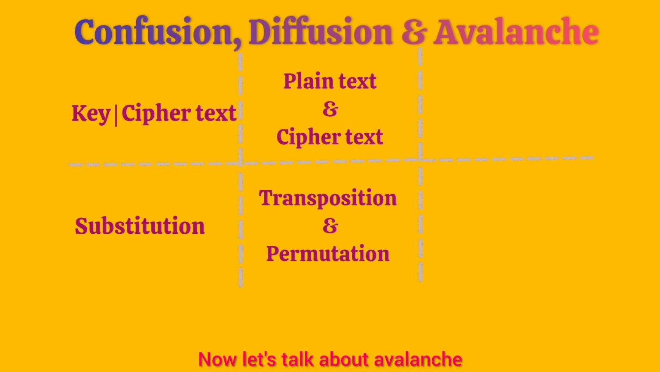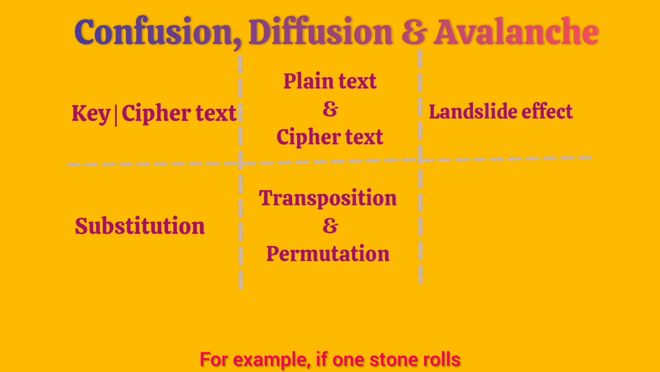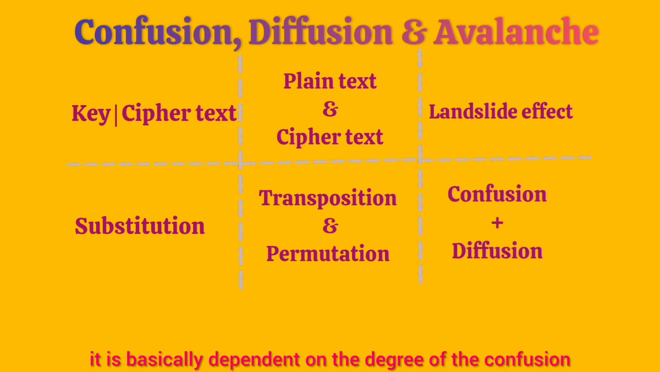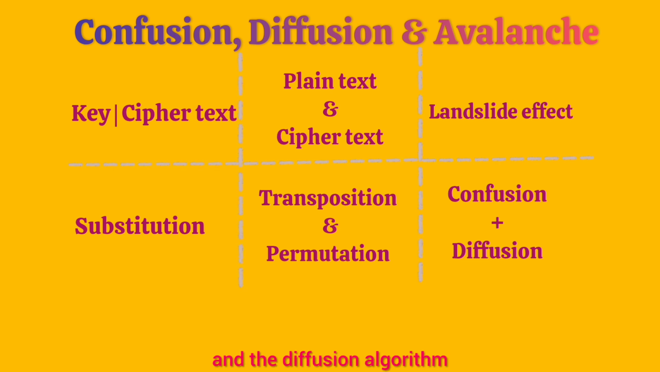Now let's talk about avalanche. So avalanche is nothing like a landslide effect. For example, if one stone rolls, it is going to cause multiple rocks to roll down. The same way, when one input is changed, it is going to change the maximum of the output values. So it is basically dependent on the degree of the confusion and the diffusion algorithm that provides this change.